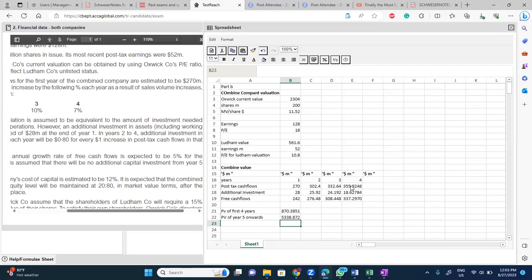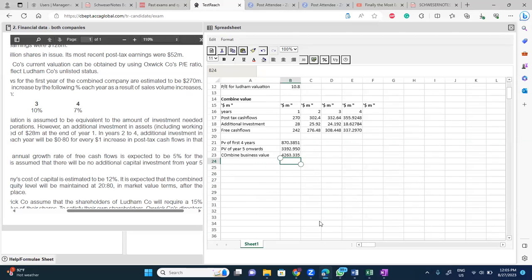5338. And then multiply it with a discount factor of 4th year, 1.12 raised to power minus 4. 3392. Combined business value: $4,263. Okay, this is the combined business value.